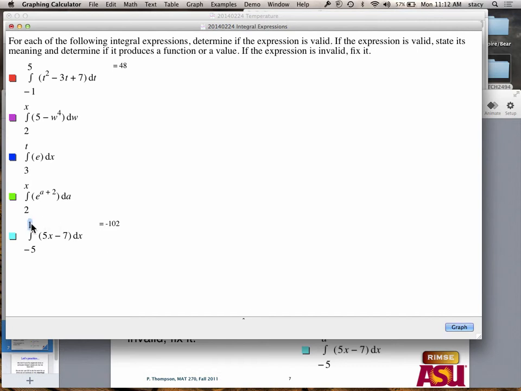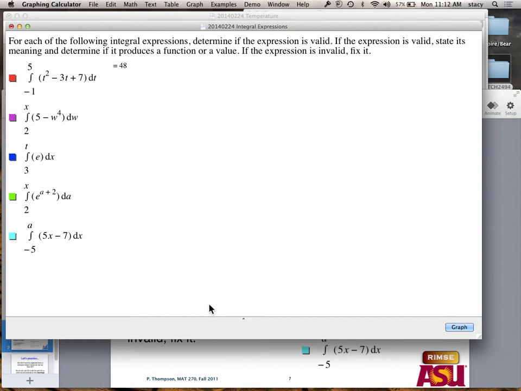Now, if I wasn't in the Graphing Calculator environment, and you couldn't see that, then this would, in fact, be a function. It would be a function of, is it a function of x? It's a function of a, right?